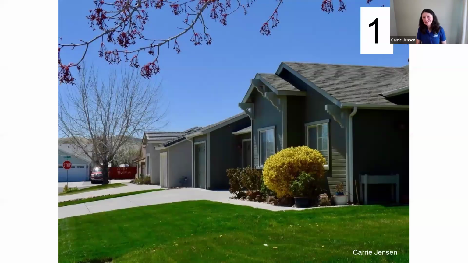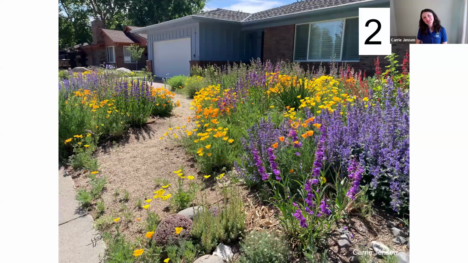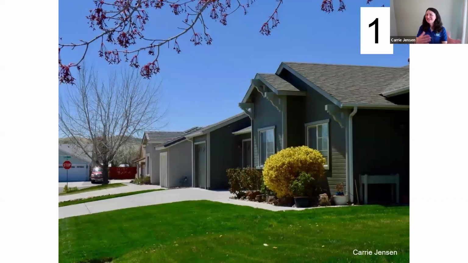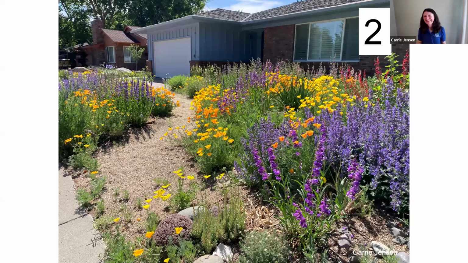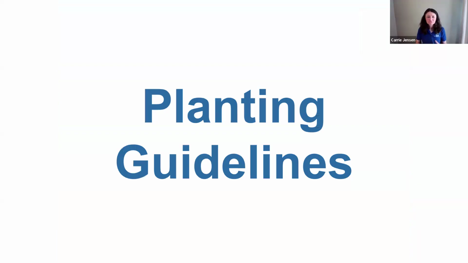Another little activity for you guys here, this should be pretty easy. Which one of these pictures provides more of those food sources for beneficial insects? 1 or 2? 1, the typical suburban home, or this one? Yeah, pretty obvious, right? 2. So that's what we're going for. We want to have more resources in our gardens to provide, and it really starts with the plant.